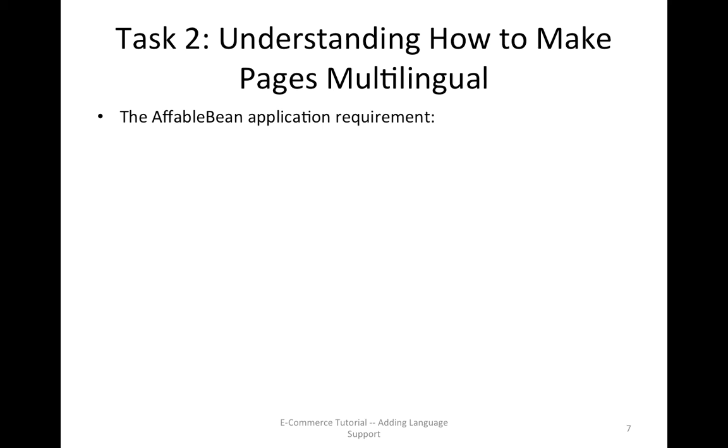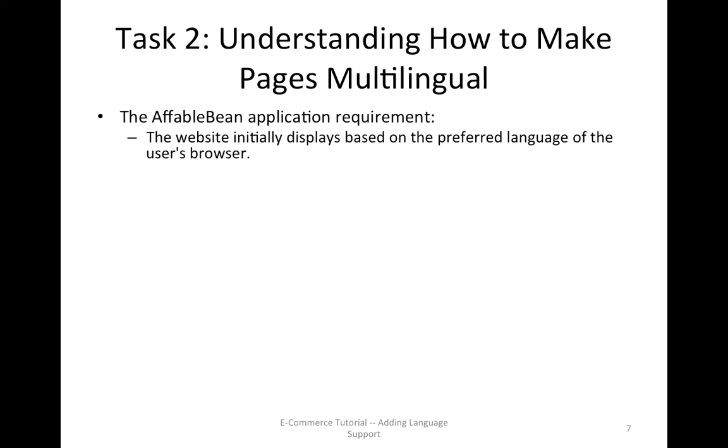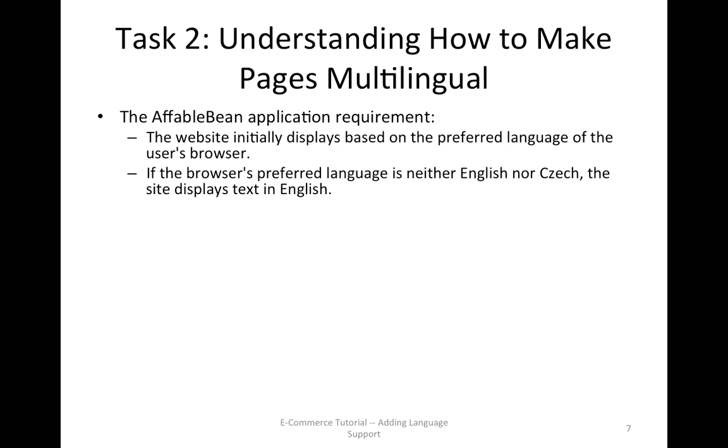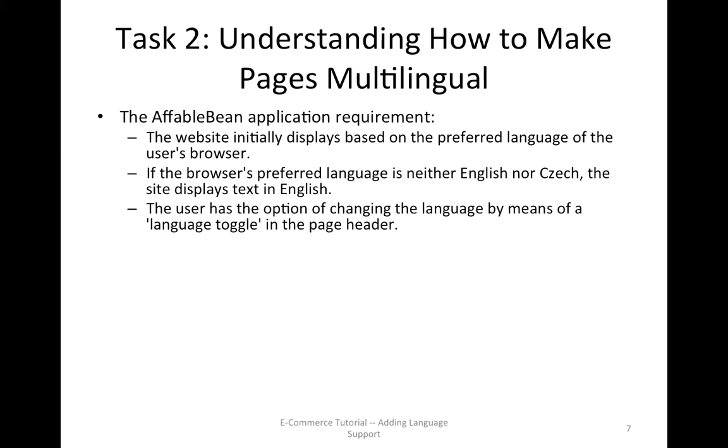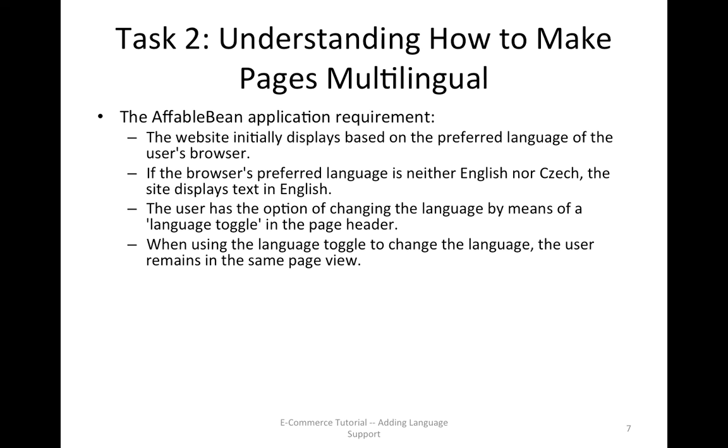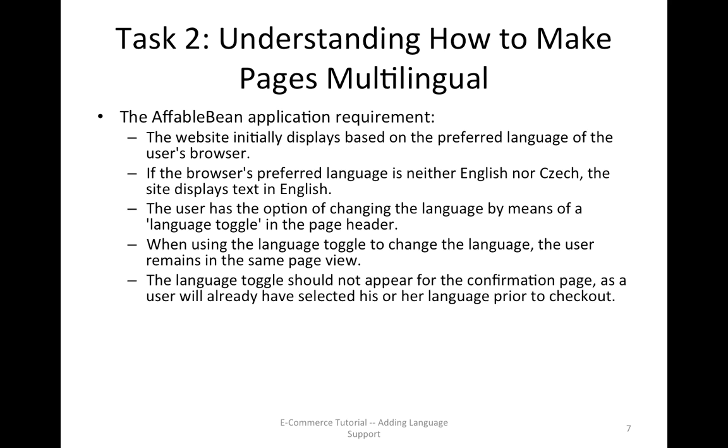So our task 2 is to understand how to make pages multilingual. Let's recall the Affordable Beans application requirements. The website initially displays based on the preferred language of the user's browser. If the browser's preferred language is neither English nor Czech, the site displays text in English. The user has the option of changing language by means of a language toggle in the page header. When users use the language toggle to change the language, the user remains in the same page view. The language toggle should not appear for the confirmation page, as a user will already have selected his or her language prior to checkout.